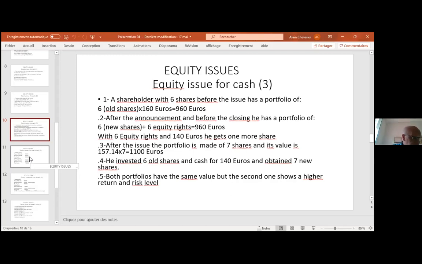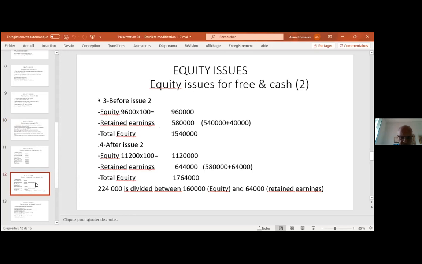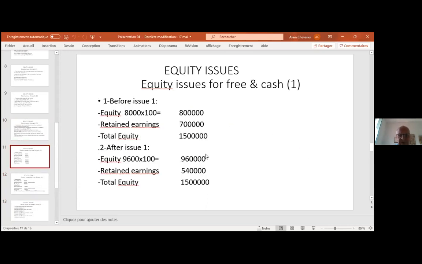Okay, so we want to understand and summarize the situation and understand what happened before issue 1, after issue 1, before issue 2 and after issue 2. That's what we want to understand. After that, we have a look at the market value, book value ratio, which is a very classical ratio we know very well. Okay, so let's start with what happened before issue 1.